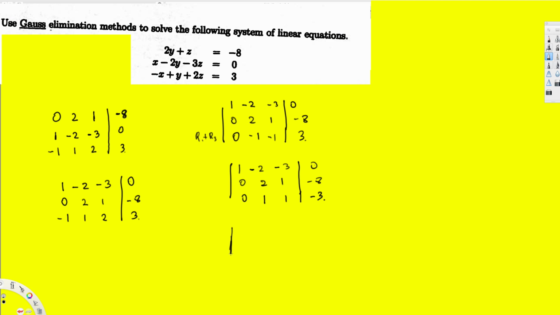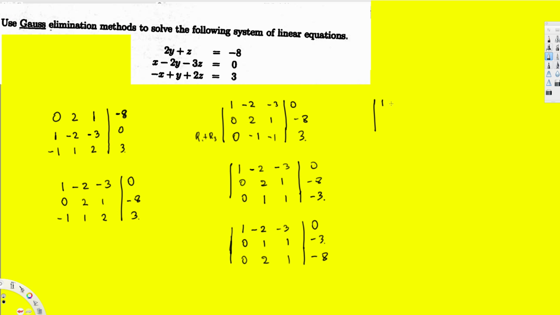So you can do whatever method you want. You can divide this one by 2 and add, but that's a little bit complicated. But if I swap and do this one, that will be much easier. So let's swap it. 1, minus 2, minus 3, 0. And if I swap this one, this is going to become 0, 1, 1, minus 3. And the third one is going to be 0, 2, 1, and this is going to be minus 8. Now to make this one 0, I can multiply the second equation by negative 2 and add it to the third equation. So let's see what happens if I do that.